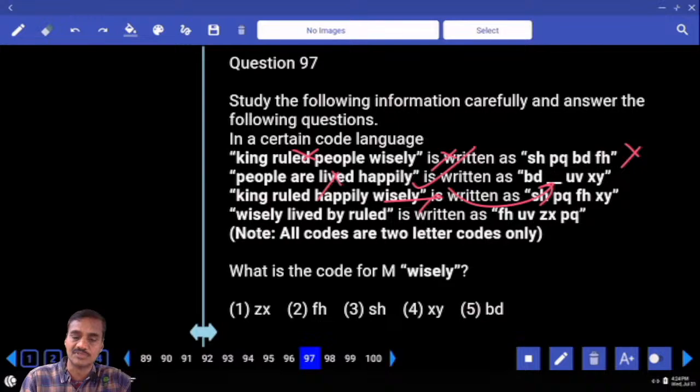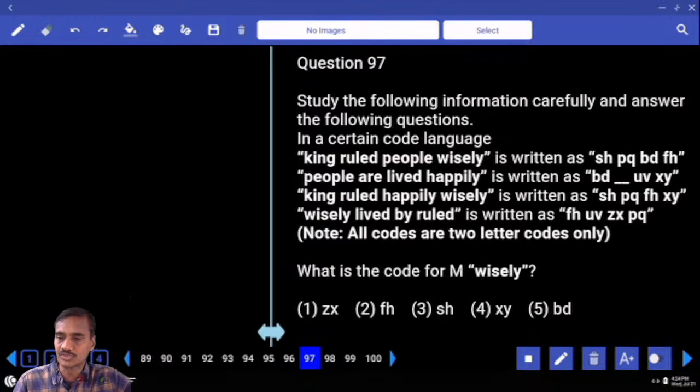Then coming back to question numbers 97 to 99. Now coding and decoding. Now only 3 questions were given under this one. King ruled people wisely and so on. We need to find the code for the word wisely. Wisely is there in the first, it is there in the second, and it is there in the third as well. Wisely is common in these 3. And which code is common here? The code that is common is FH. And the code for the word wisely is FH. And FH is the only element that is common in these.